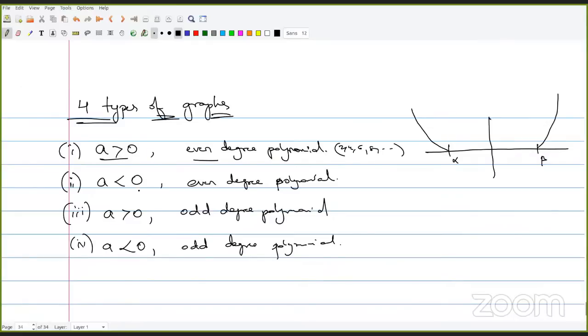If it is less than 0, it will be like this. So this is the a less than 0 case. Sir, is the lower one for odd degree polynomial? No. This is leading coefficient less than 0 and even degree. If it is an even degree polynomial, both the ends will be on the negative side.